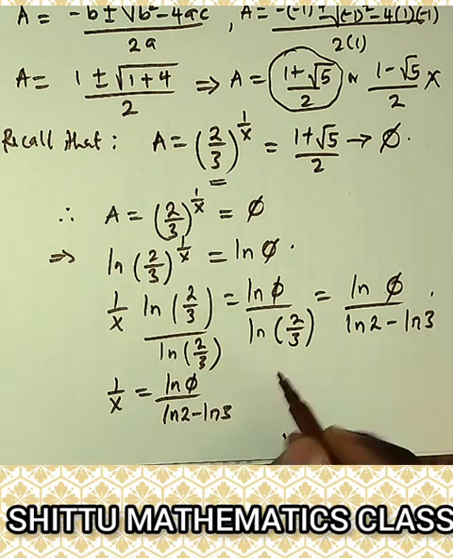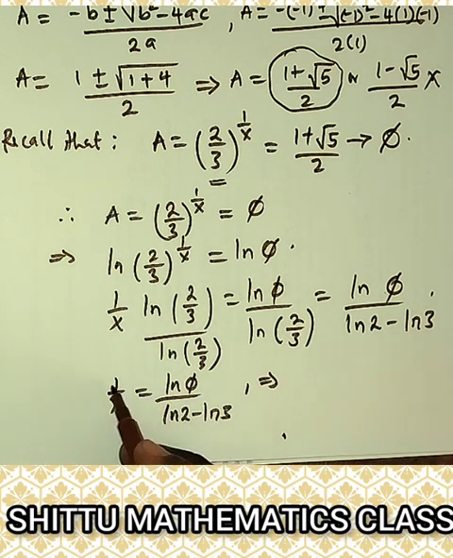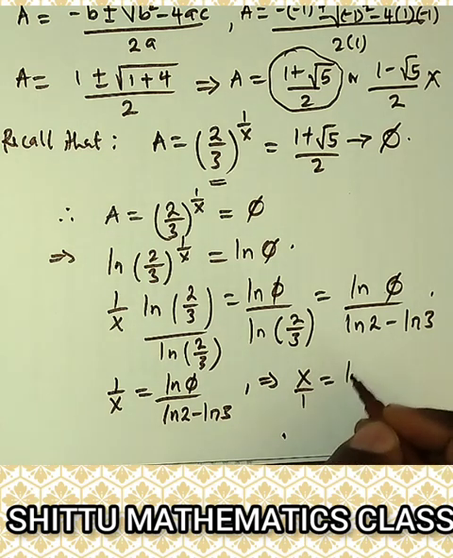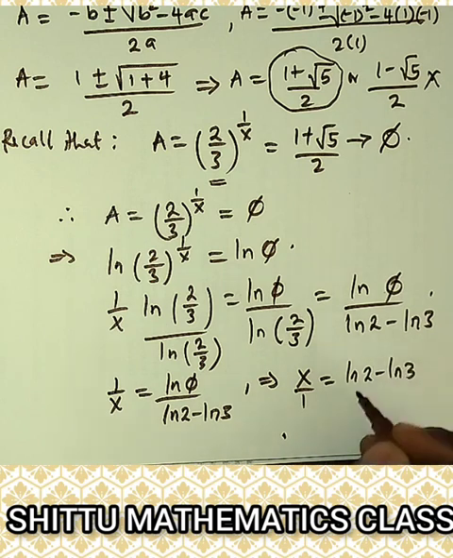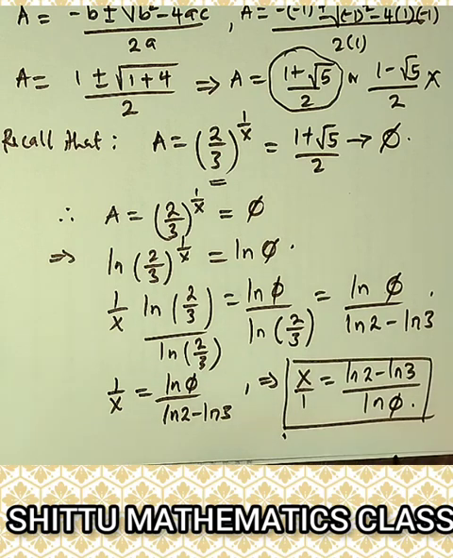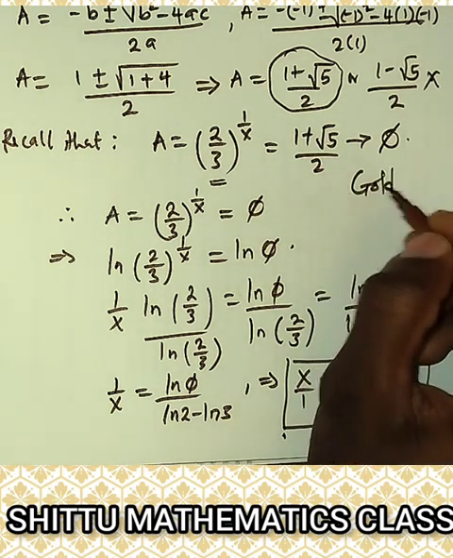We cannot leave it this way. So we take the reciprocal of both sides, so x over 1 equals, the numerator and the denominator are interchanged: ln 2 minus ln 3 over ln phi. So don't forget that this is the solution to the problem, that is x equals ln 2 minus ln 3 over ln phi, and this phi is what is called the golden ratio.